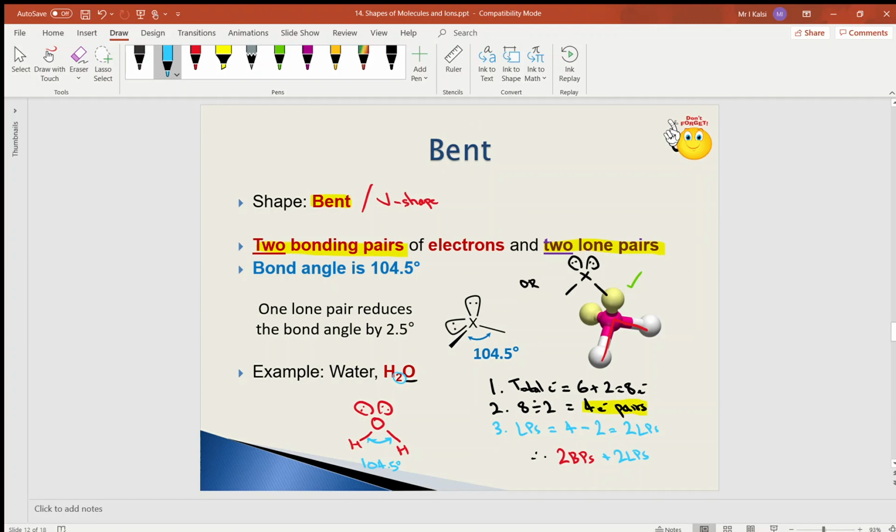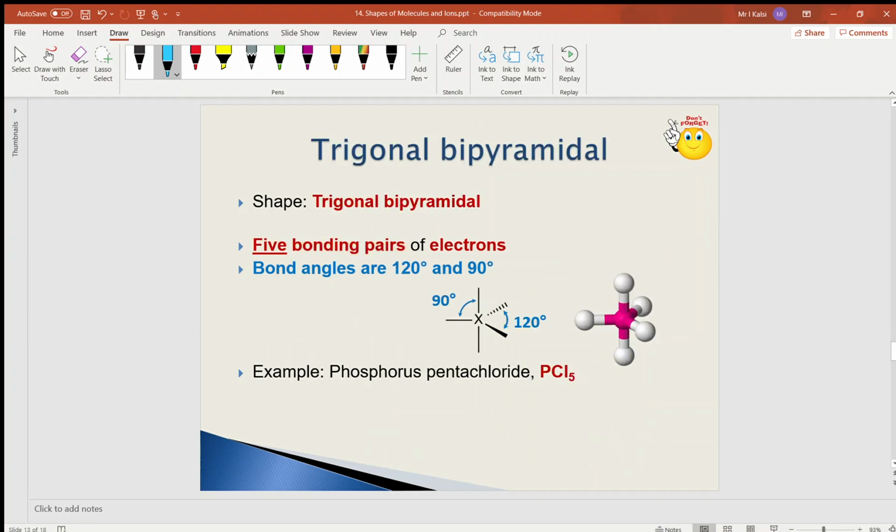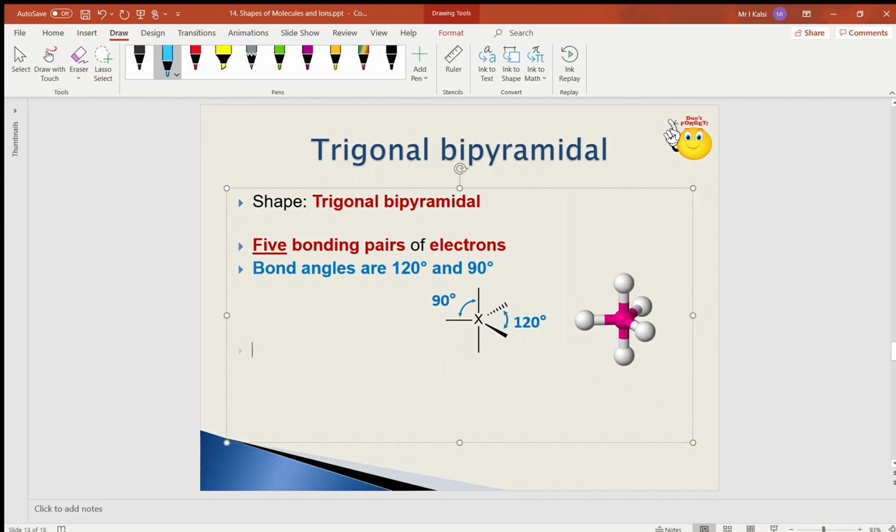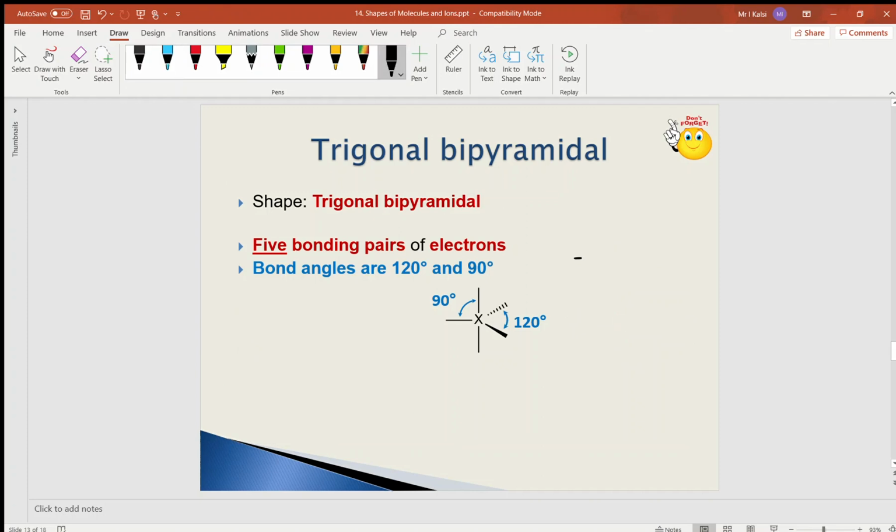So that's your 4 electron pairs done. So what happens if we look at 5 electron pairs? So again, this is just a recap of a slide we looked at earlier on. I'm going to get rid of this. So this was based on 5 electron pairs, and if we think about the combinations that we can get for 5 electron pairs, we'll be able to work out what we're about to see in the next few slides.